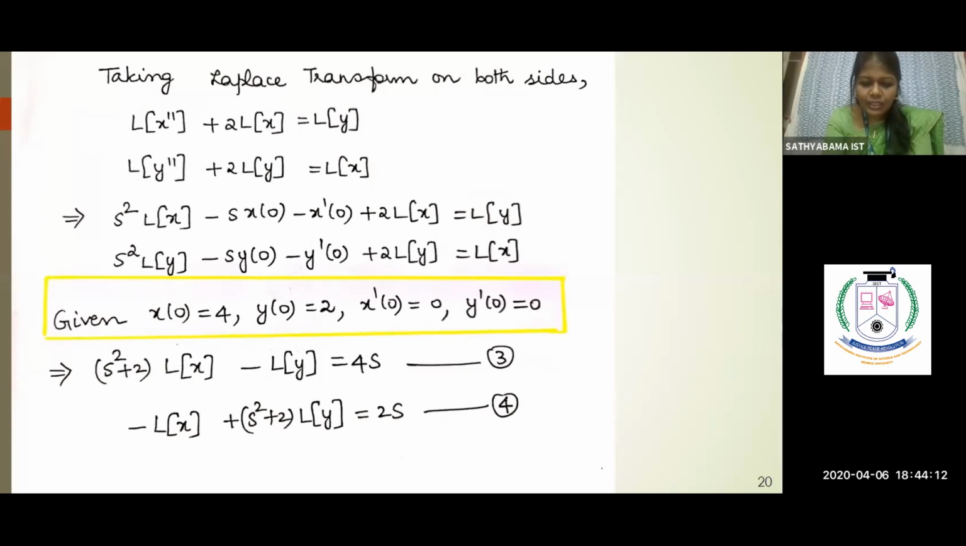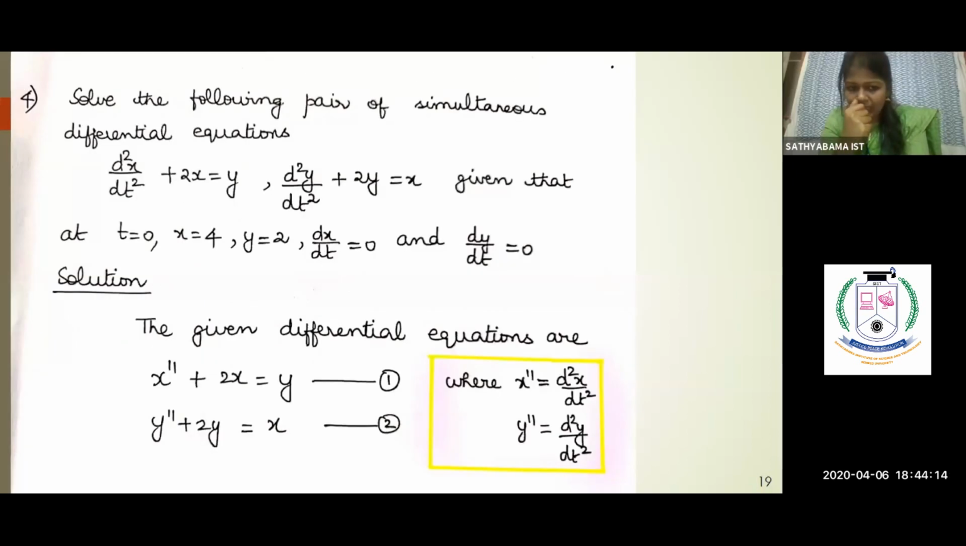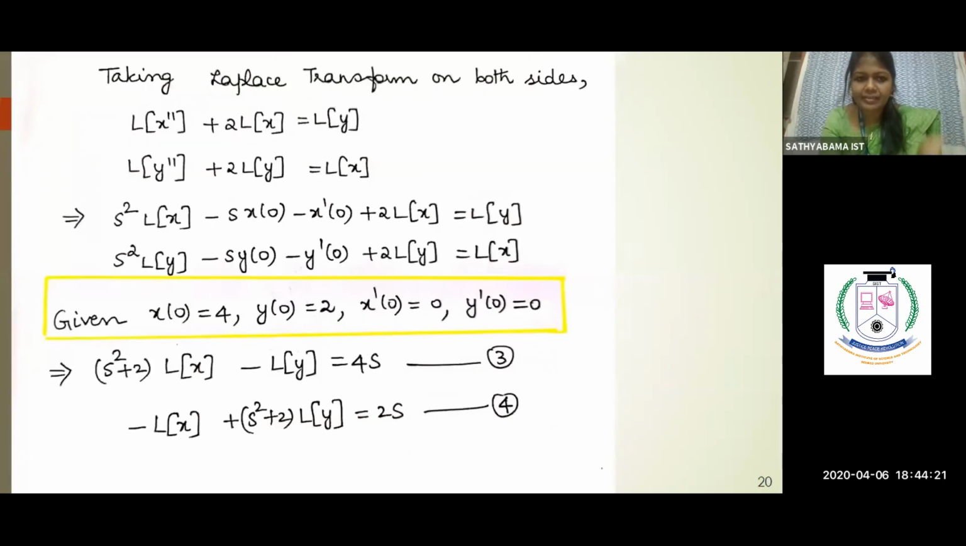And then look at the last step. Apply Laplace transform now. What will you get? L of y double dash plus 2 into L of y equal to L of x. That's how I'm getting the first 2 lines. Step 2 is over. We've applied Laplace transform on both sides.